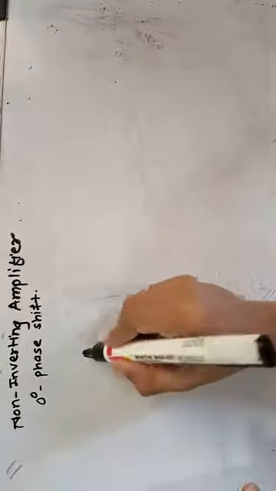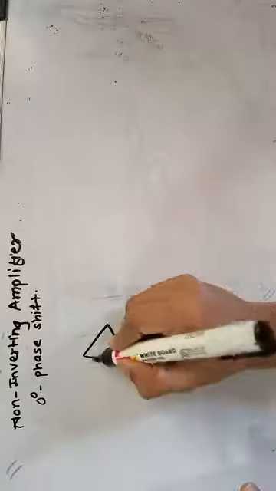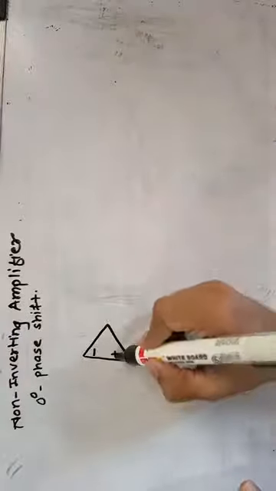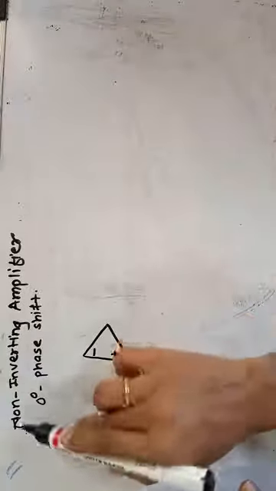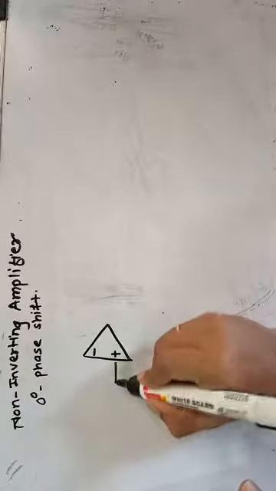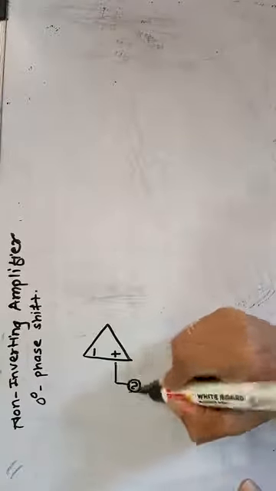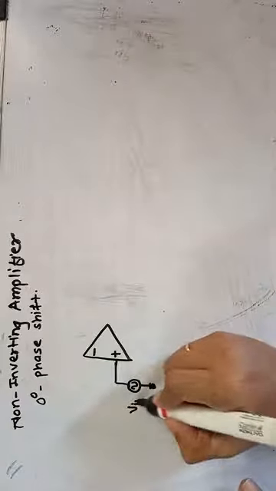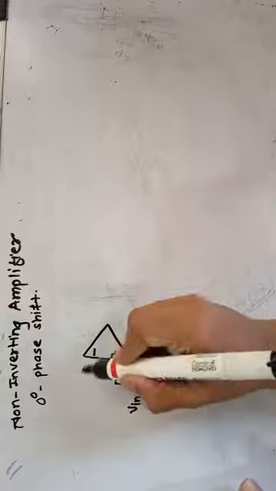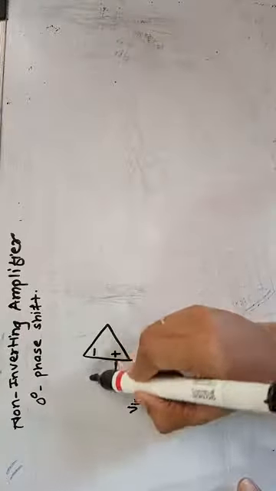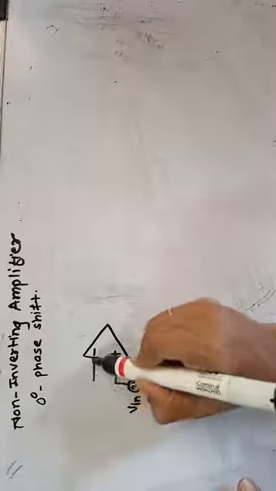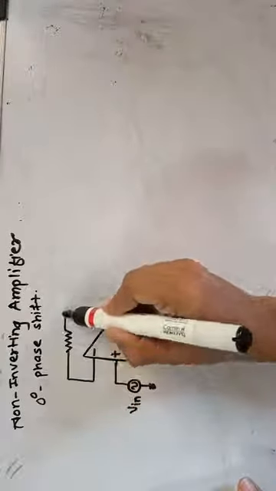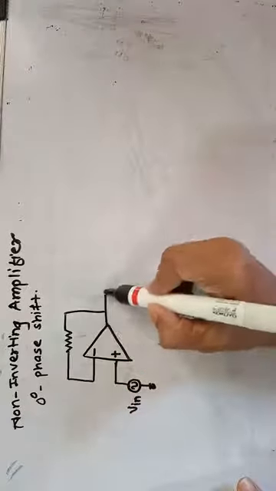Firstly we can see the diagram. The op-amp is a two-terminal device. This is the positive, non-inverting terminal. For a non-inverting amplifier, you connect the external input signal, V in, to the non-inverting terminal of the op-amp. Feedback, we have already discussed the advantages of negative feedback, is given to the negative terminal of the op-amp.